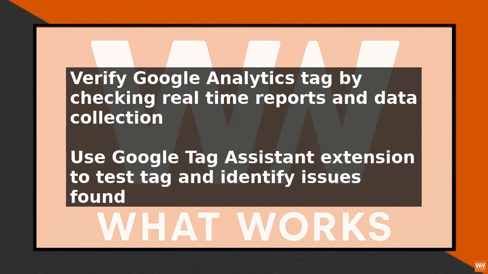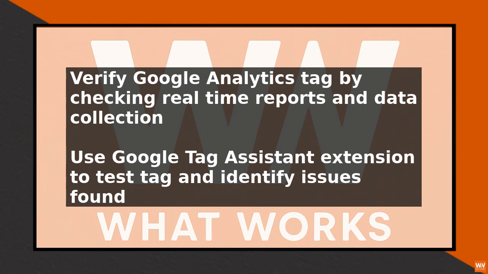If you are adding the code manually, you need to copy the Google Analytics tracking code and paste it into the head section of your website's HTML. Make sure to replace the tracking ID with your own unique ID.